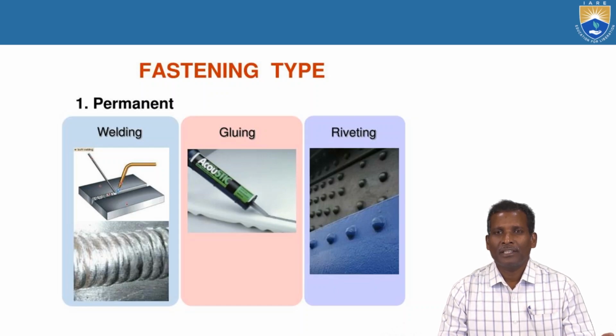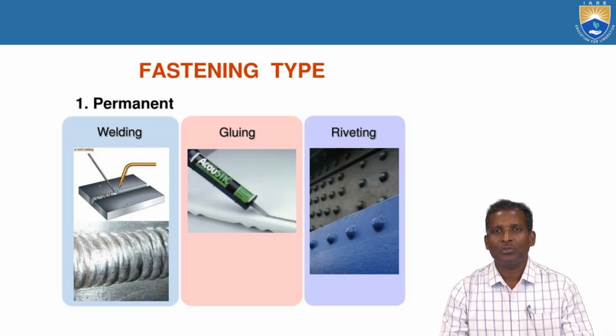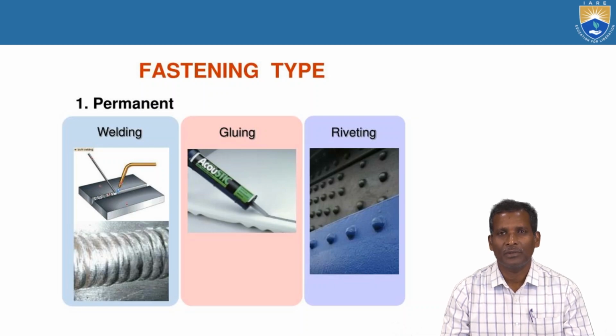Fastening types are of two kinds. One is permanent fastening and the second is temporary fastening. So the types of joints are classified into two types: permanent and temporary joints. What do you mean by permanent joints and what do you mean by temporary joints? We will see.